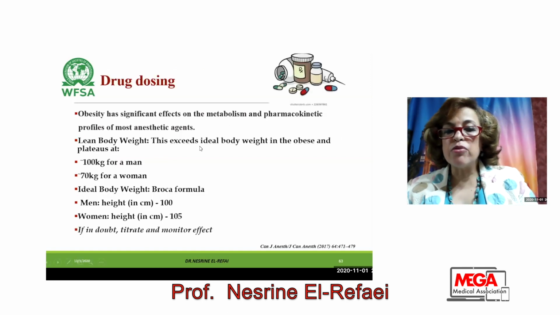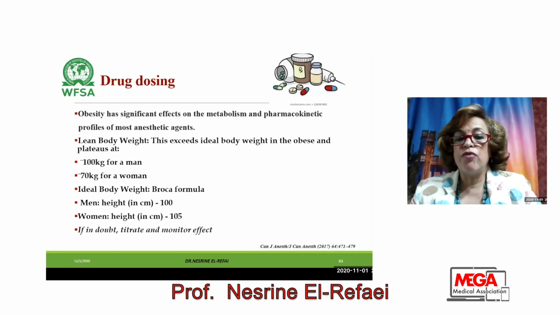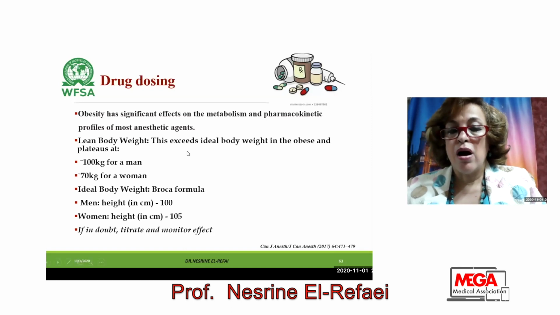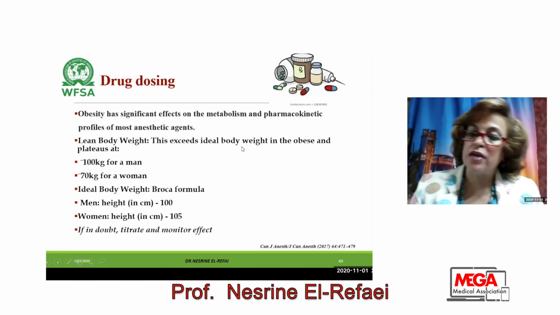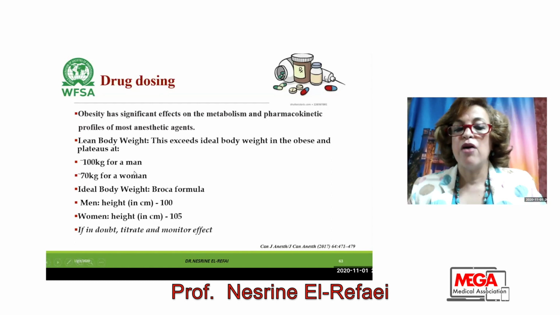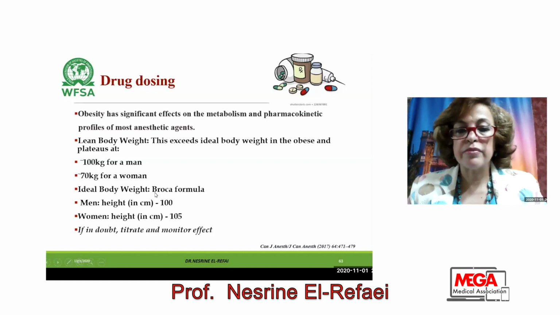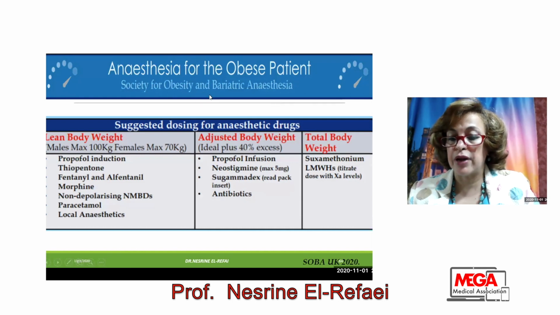Now we come to the problem of drug dosing. Obesity has significant effect on the metabolism and pharmacokinetics of most anesthetic agents. The lean body weight, as we said, exceeds the ideal body weight in the obese patient, but it reaches a plateau. It's not more than 100 kilogram for men and 70 kilogram for women. The ideal body weight, as we said, is detected by Broca formula. And here is the anesthesia for obese patient according to the Society for Obesity and Bariatric Anaesthesia. It's the new guideline in UK 2020.